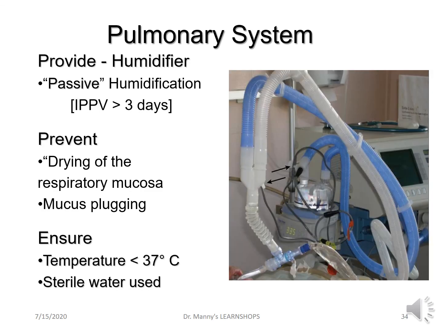If the patient requires ventilation for more than 3 days, and they're an adult or a pediatric patient, they require passive humidification. And this means utilising sterile water and a humidifier that is heated. And again, this prevents drying of the respiratory mucosa and mucus plugging and atelectasis. And the temperature is typically maintained between a range of 35 and 37 degrees centigrade.